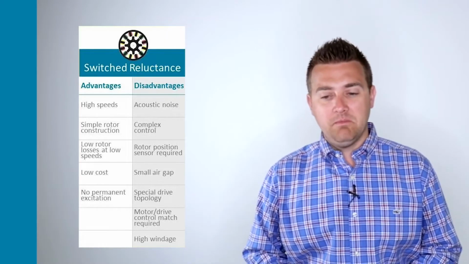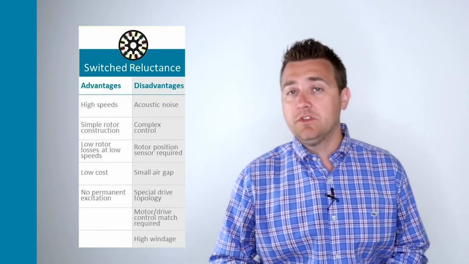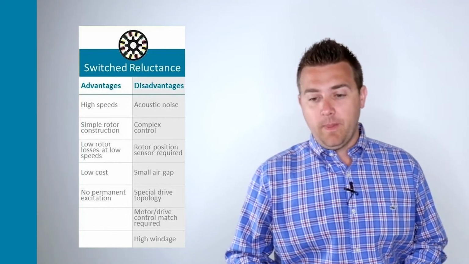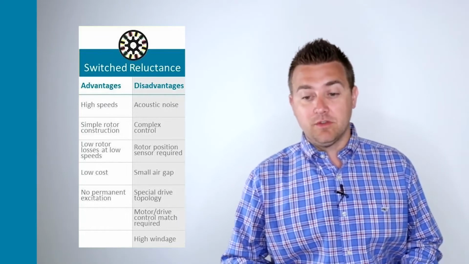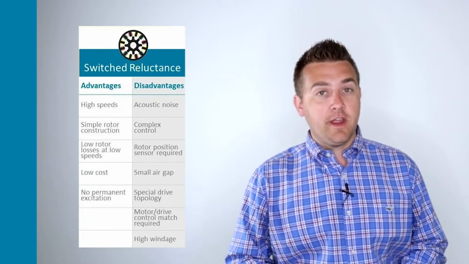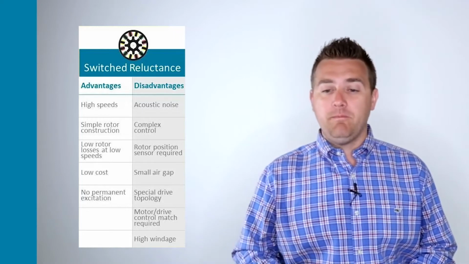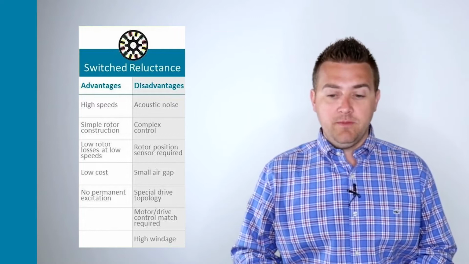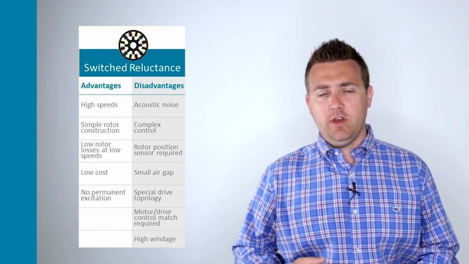Disadvantages, though: they can get pretty loud, so acoustic noise is something we're going to take a look at. They have complex control systems. A rotor position sensor is required. Smaller air gaps, so the air gaps have to be very small on a switched reluctance machine. Special drive topology, and they have a lot of windage losses.